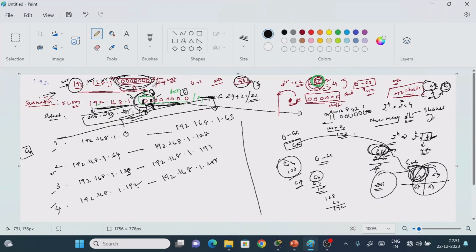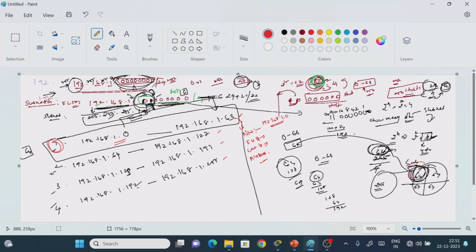Now for each subnet we need to identify the first usable IP address, the last usable IP address, the network address, and the broadcast address. So let me consider this one first. I need to find out the network address, the first usable IP address, the last usable IP address, and the broadcasting address. These things we need to find out for each individual subdivided network. So first let me consider the first subdivision of this network. What is the starting value? 1.0, right?